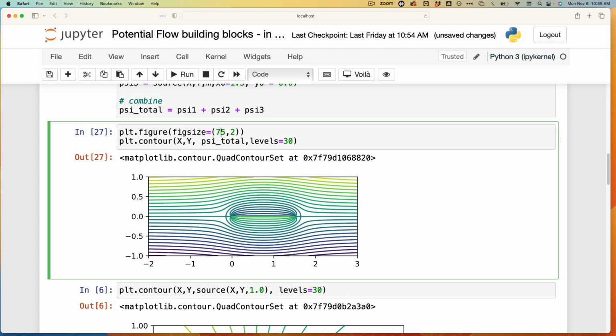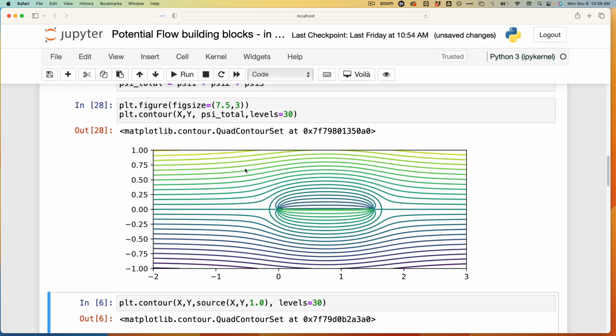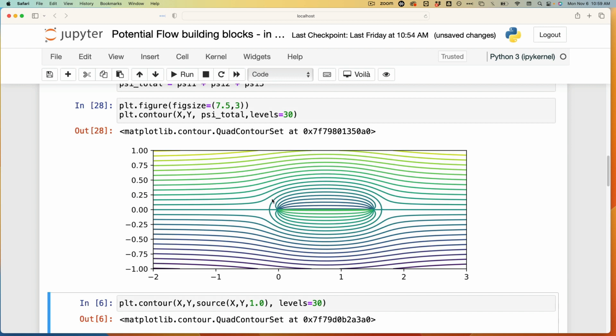Let's see, maybe 7.5 and 3. Okay, a little bit better. So now what would happen if I start bringing the source and the sink together?